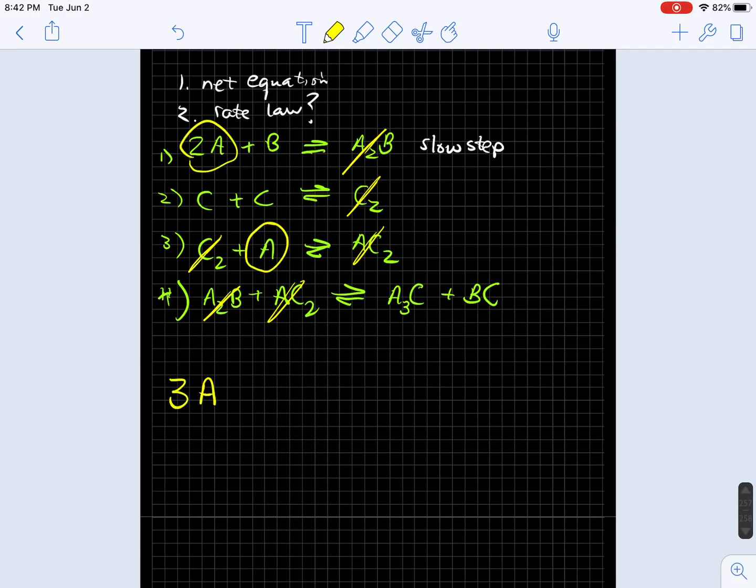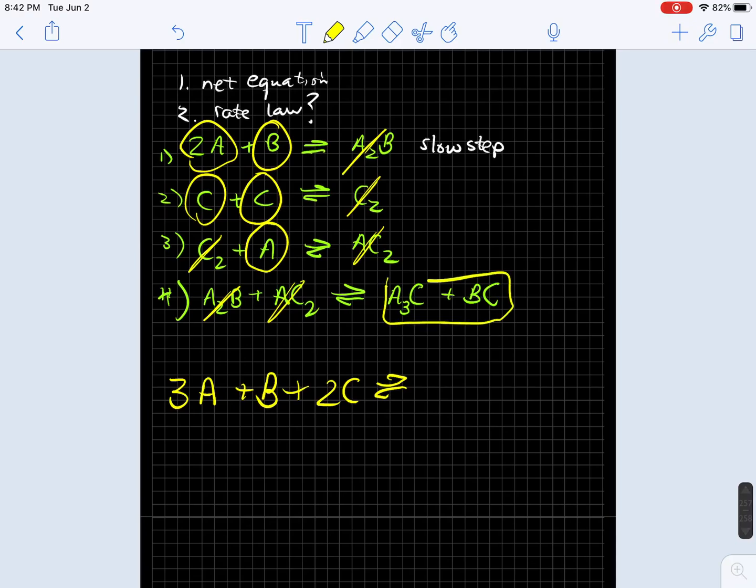2 particles of A plus another particle of A. So that's 3 moles of A plus chemical B plus 2 moles of C produces these 2 products. All right, so there's my balanced equation.